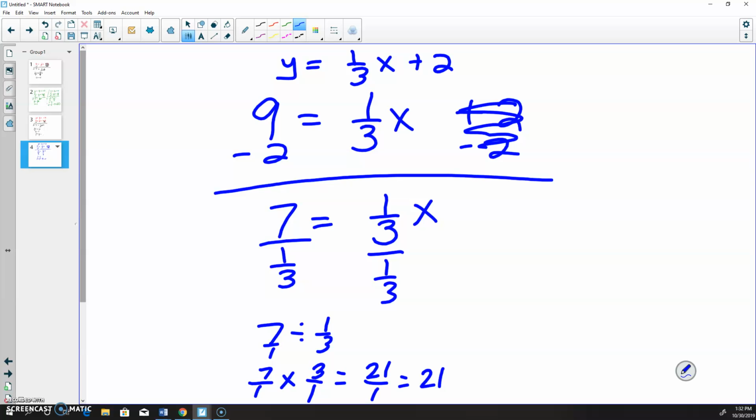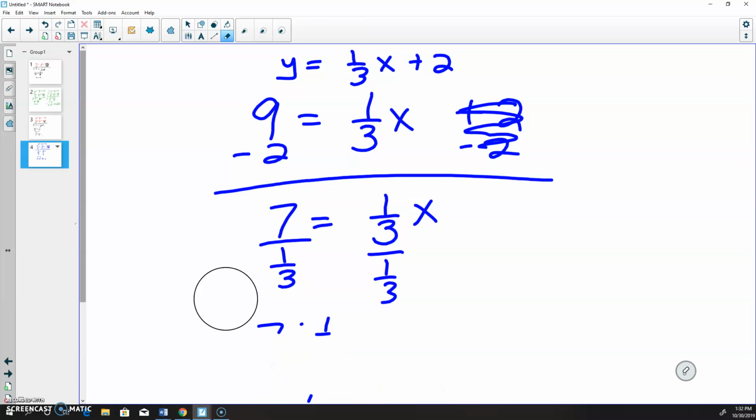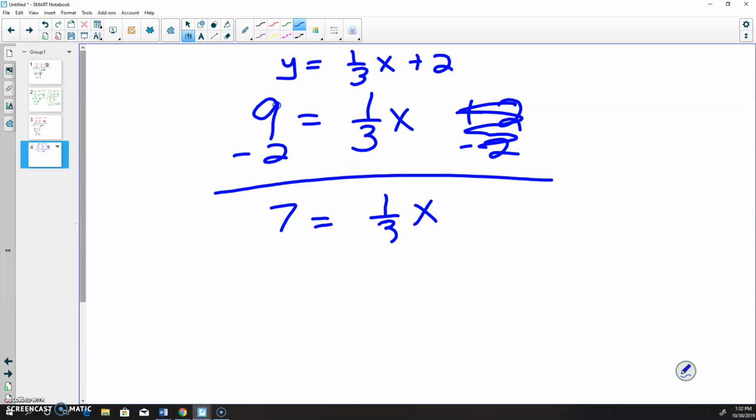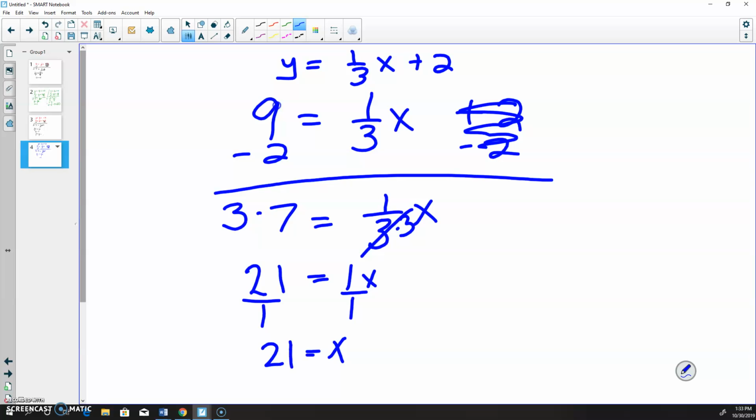There's also another way I could have done that. Anybody remember the other way? This says 1 divided by 3. What's the opposite of divide? I could have said times 3. 3 times 7 is 21 equals 1 times x. And then if I need to divide by 1, x equals 21. Would both ways work? You can do whichever way is easier for you.